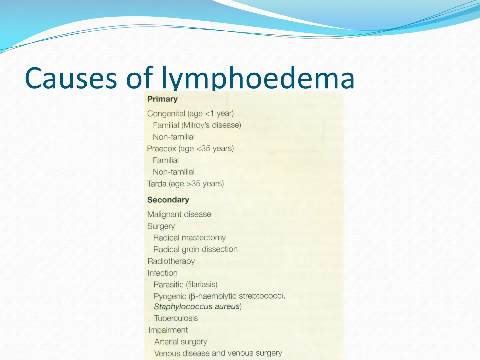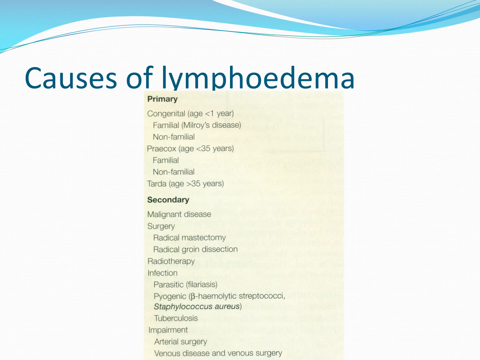What are the causes for lymphedema? Let's consider primary lymphedema first. It may be congenital, praecox or tarda. In the congenital variety, the lymphedema occurs in infancy, that is less than the first year of life. When it is familial, we call it Milroy's syndrome, but the majority of cases are non-familial. Then the second category, lymphedema praecox. Here the lymphedema manifests below the age of 35 years. It may be familial or non-familial. The third category is lymphedema tarda, which occurs above the age of 35 years.